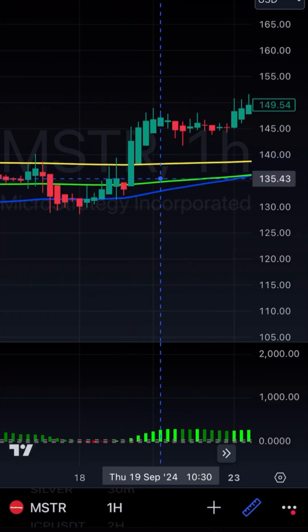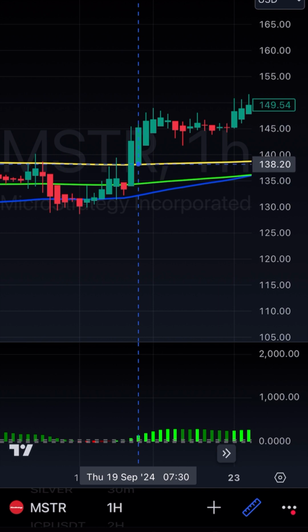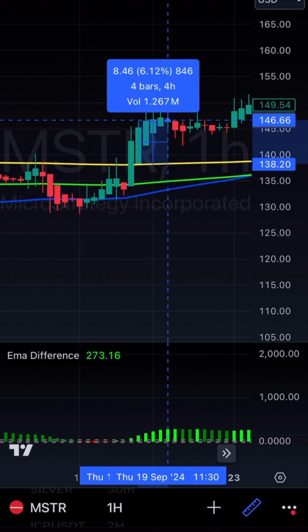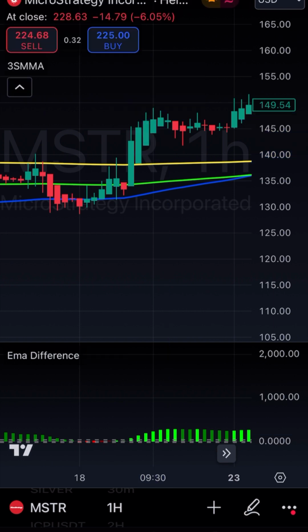So look at a couple more. We got one right here. This is a couple hours worth. This is only $846 and a 6% move if you just bought and sold.